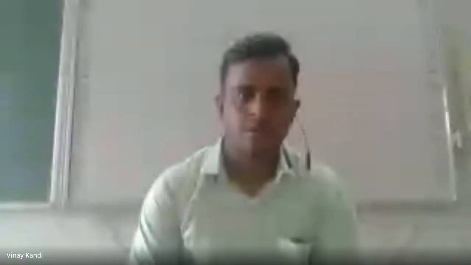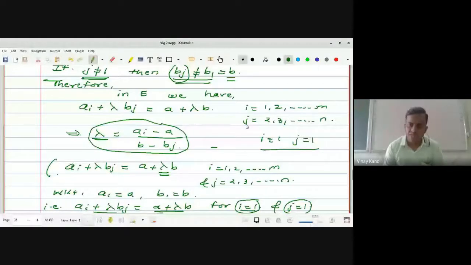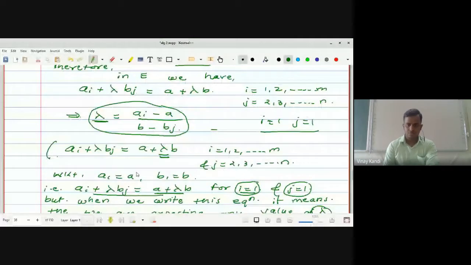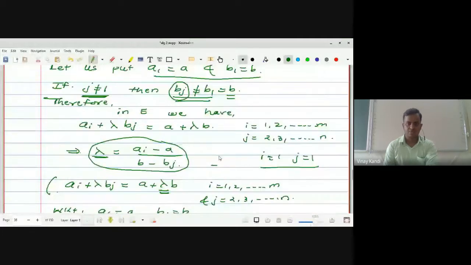Okay, whenever I take i is equal to 1 and j is equal to what? For i is equal to 1 to m and j is equal to 2 to n. So, but when we consider the equation 1, it is true only for the particular value of lambda. What is equation 1? This one. This equation is equation 1. Okay.